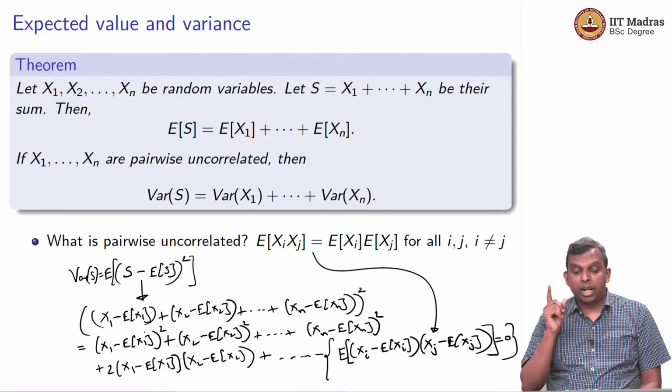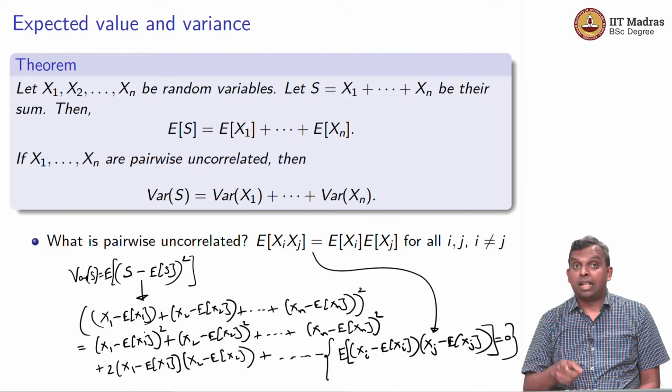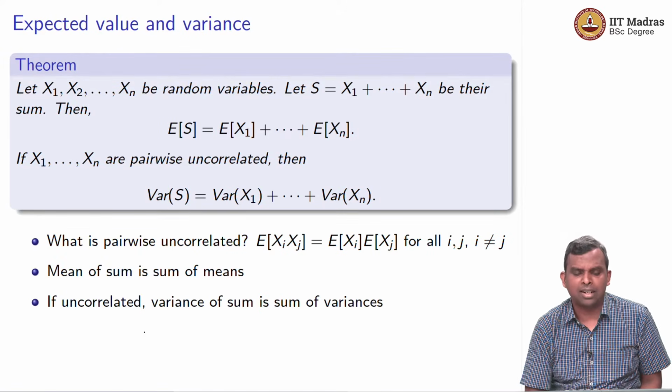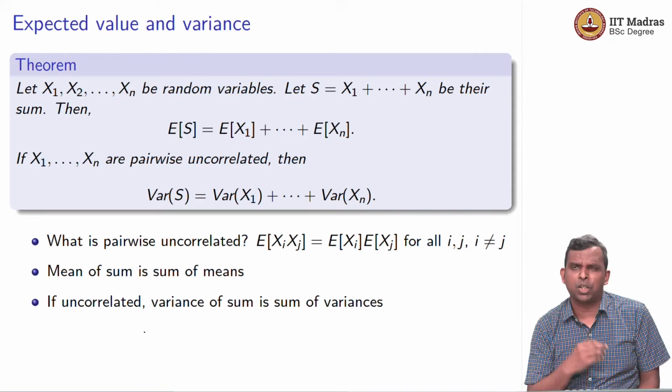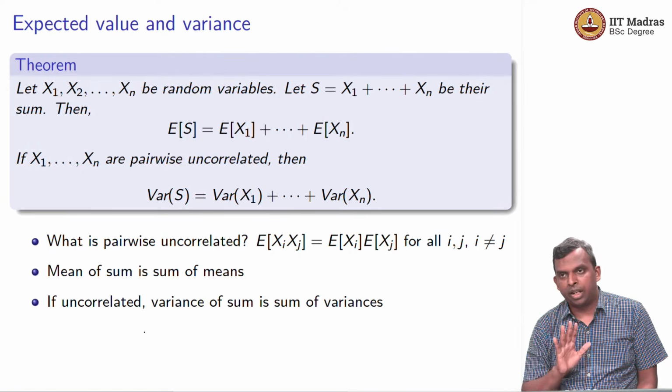The expected value of the product XiXj has to be equal to the expected value of Xi times the expected value of Xj. And then the variance of the sum is the sum of the variances. Okay, so this is the result in words. This result is much more important. For a sum of n random variables, the mean of the sum is always equal to the sum of the means. You don't need any other condition.